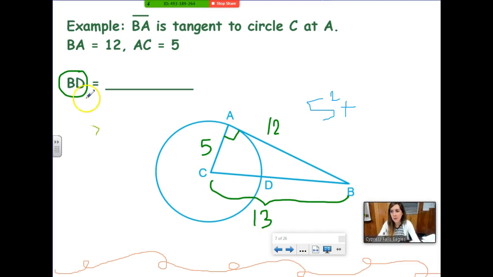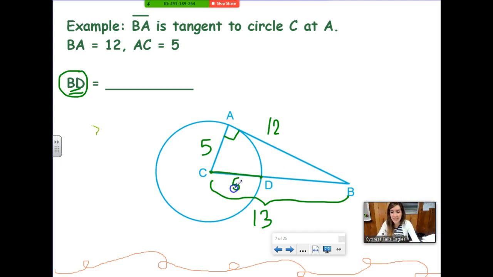CB is 13. We don't know BD. We can't just divide it by 2, right? You don't just say 6.5 each. What do we do? Since AC is 5, then so is CD because it's a radius. Very good explanation. CD is a radius. All radii in one circle are congruent.